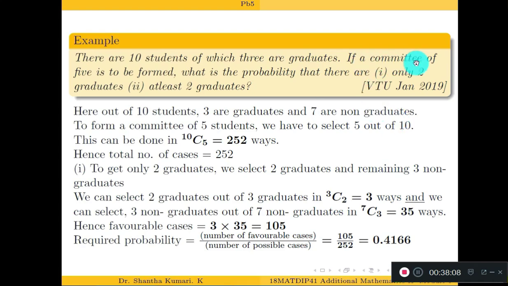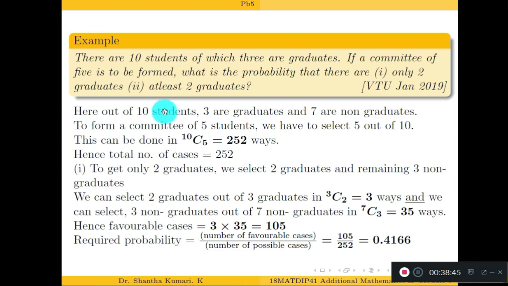Now you have to select a committee of 5 students. Whenever selection comes in your question, we use combinations. Remember, we are selecting 5 members to form a committee. Whenever we use the term selection, we make use of combination. You can see in your calculator there is a key nCr. nCr means r items selected out of n items.